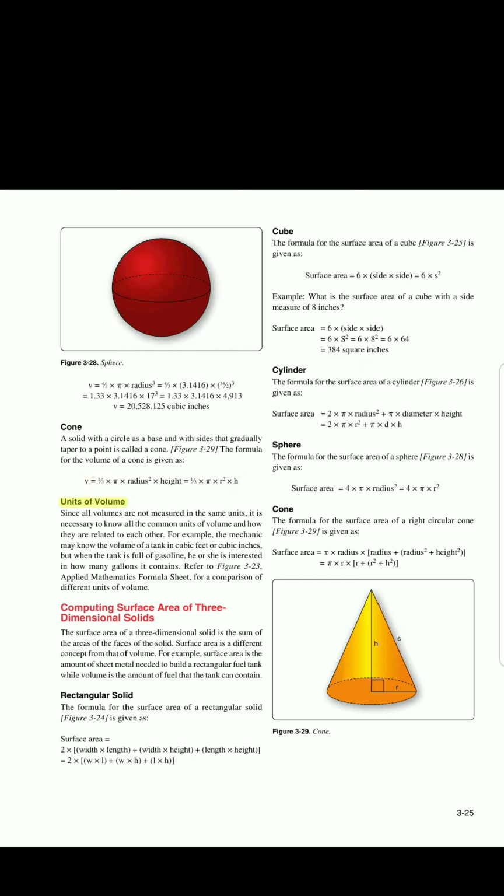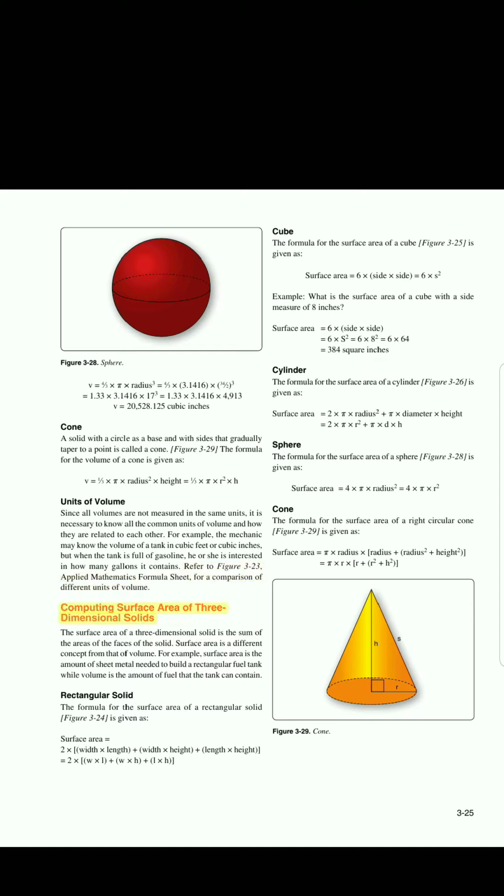Units of volume. Since all volumes are not measured in the same units, it is necessary to know all the common units of volume, and how they are related to each other. For example, the mechanic may know the volume of a tank in cubic feet or cubic inches, but when the tank is full of gasoline, he or she is interested in how many gallons it contains. Refer to Figure 3-23, Applied Mathematics Formula Sheet, for a comparison of different units of volume.